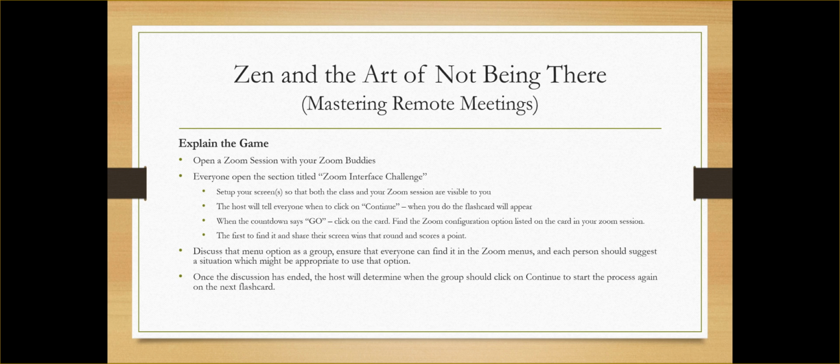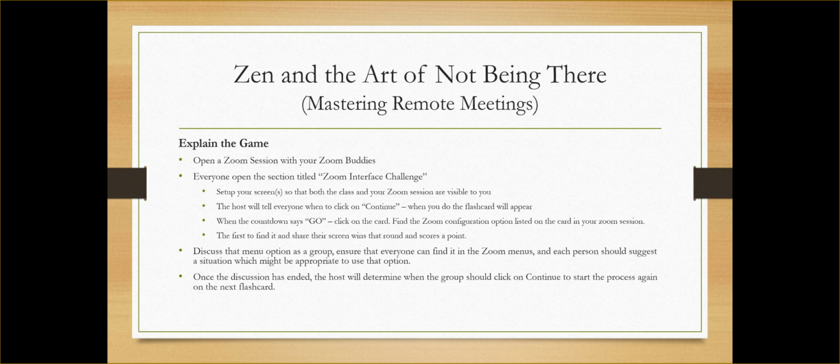Whoever hosted will make sure everybody's on the same interface, everything's set up correctly, and then they will tell everybody to click on continue when everybody's ready to go. When they click on continue, a flashcard will appear. That's part of the Rise 360 interface. And I found a GIF that actually has a countdown. It's 3, 2, 1, go. When it hits go, everyone will click on the flashcard. It will turn over, and on the back side is a Zoom configuration option.